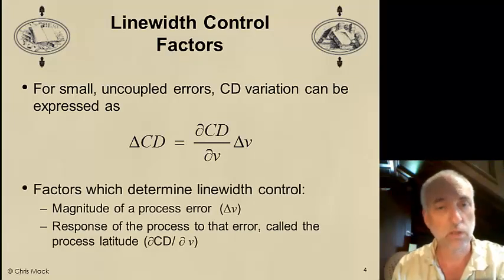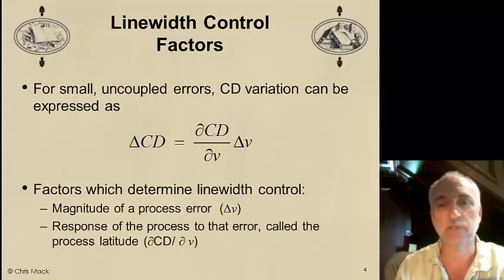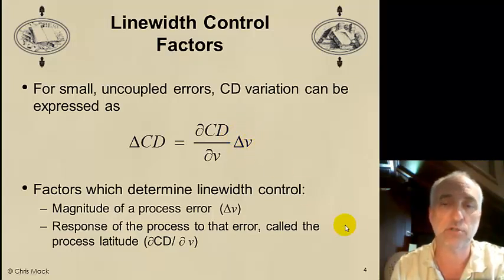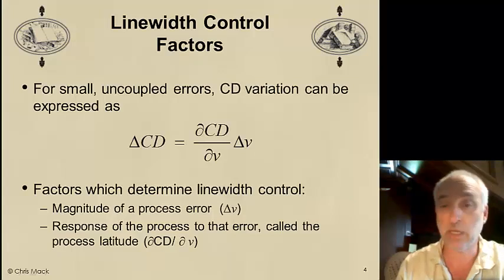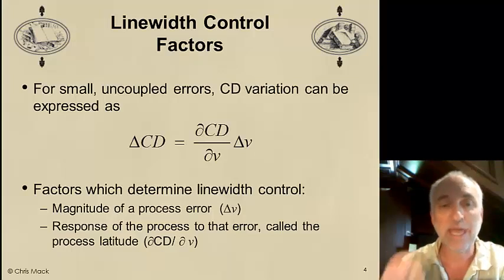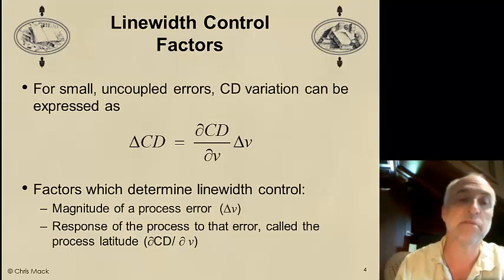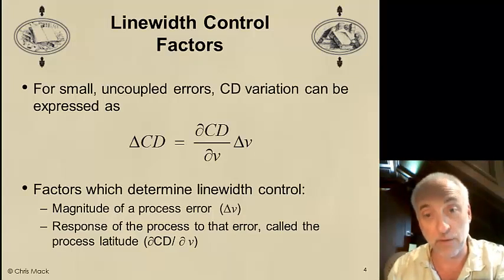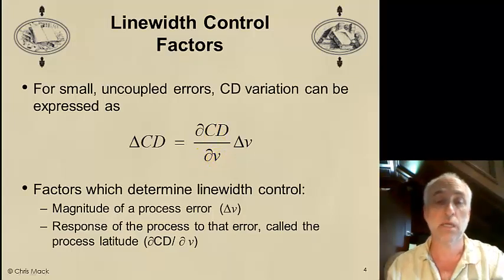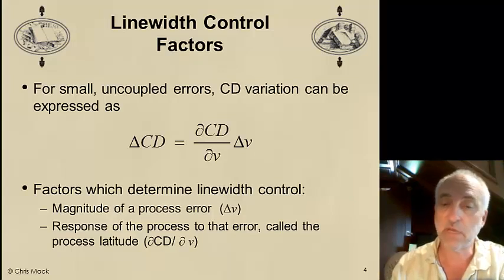In other words, we can think about what affects CD control as two pieces. One is the magnitude of a process error. Suppose this is the temperature of my hot plate. So delta T would be the variation of temperature across the hot plate. That's the magnitude of the process error. Then we have the response of our process to that error, which is called the process latitude. This is the derivative dCD d variable. In the case of temperature, it's the sensitivity of the critical dimension to a change in temperature.